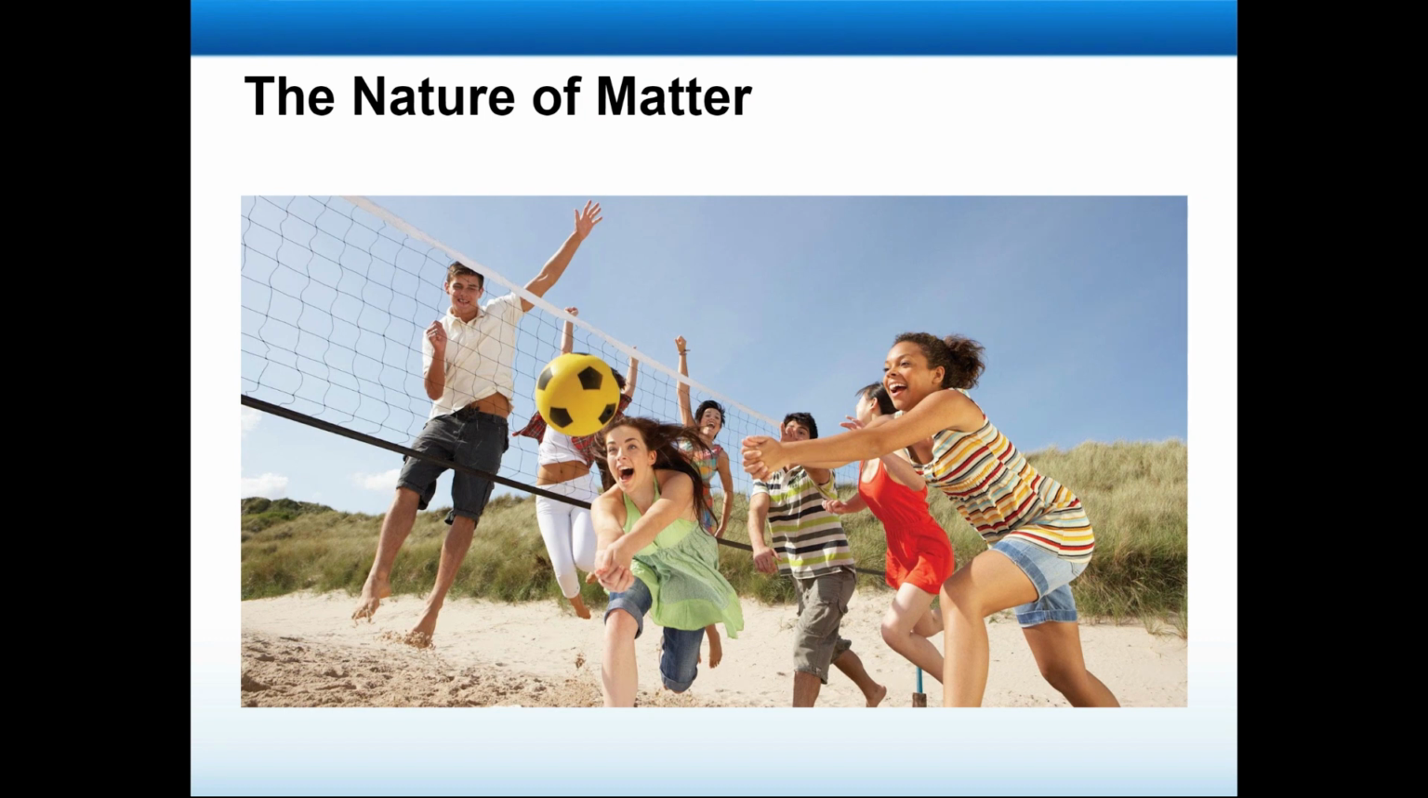I gotta say, as you look at this image, something about this picture is not quite right, but I'll leave you to figure that out.